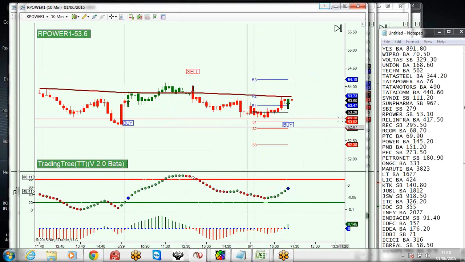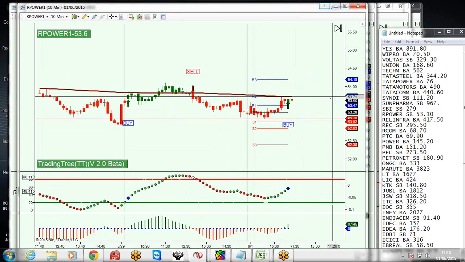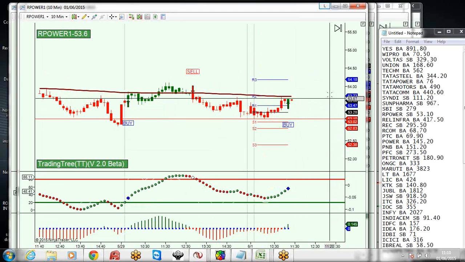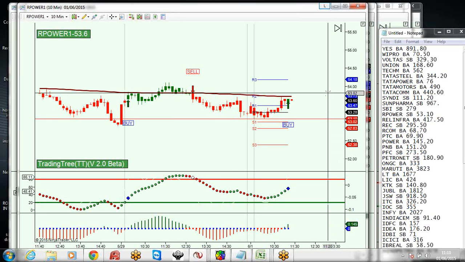So when you get a call of this sort, where you have a strong resistance, R2 and the brown line, it's always better to avoid the call, or else you can take the call after it crosses over the brown line. You can take this call at 53.85.